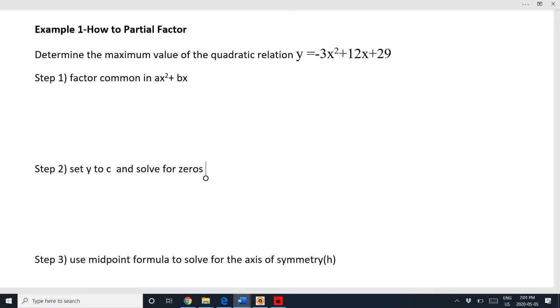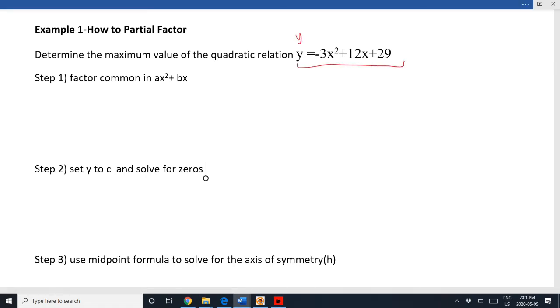Example 1. Determine the maximum value of the quadratic relation y is equal to negative 3x squared plus 12x plus 29. What we can see is that this is in standard form, and we know in standard form it looks like ax squared plus bx plus c. For step 1, we want to common factor the first two terms, negative 3x squared plus 12x. So let's rewrite the equation here: y is equal to negative 3x squared plus 12x plus 29. And we're going to common factor these first two terms.